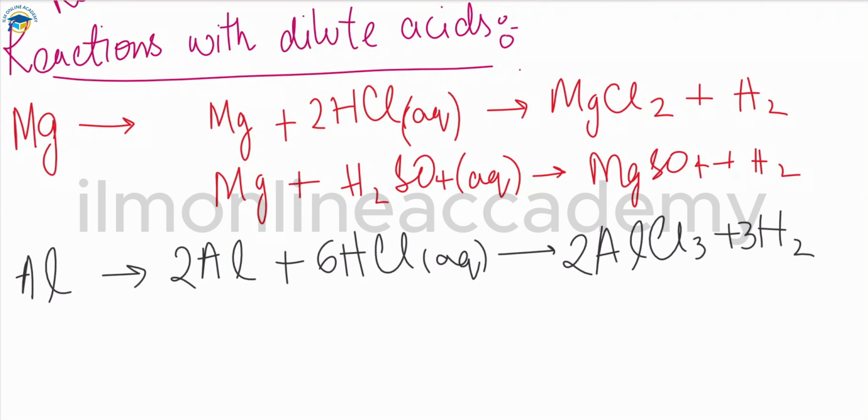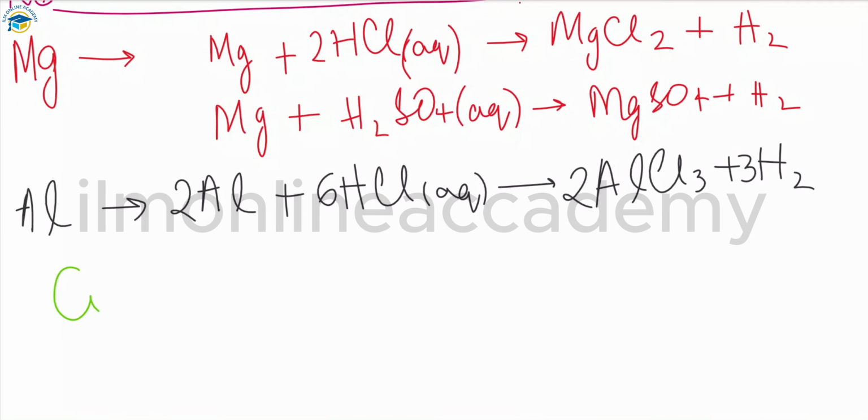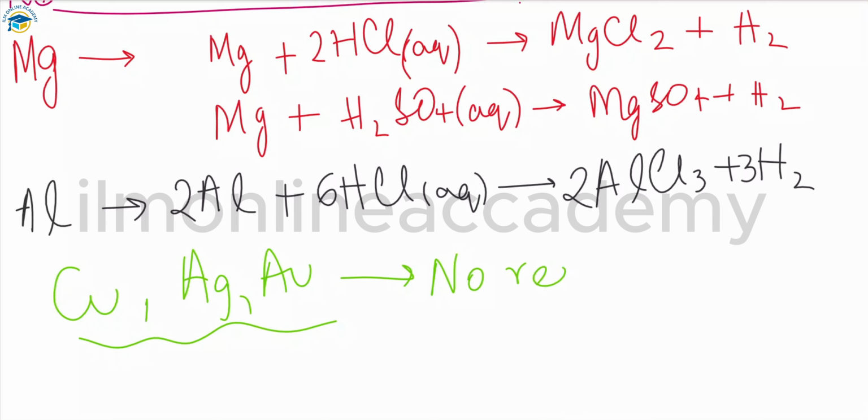But in case of reaction with the dilute acids, if we take the reaction with copper, silver, and gold, these three metals are highly unreactive metals of our reactivity series, so they show no reaction with the dilute acids. They showed no reaction, right? So why do they show no reaction? Because they are highly unreactive. So that's why we have this reactivity series.